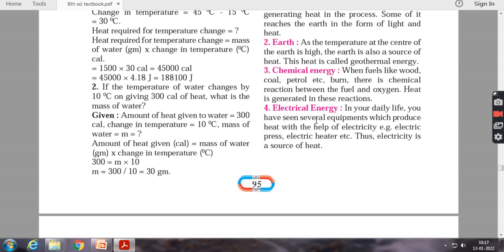Next is electrical energy. We all know that in our daily life we use several equipment, like geysers, heaters and electric irons. All these are sources of electrical energy.